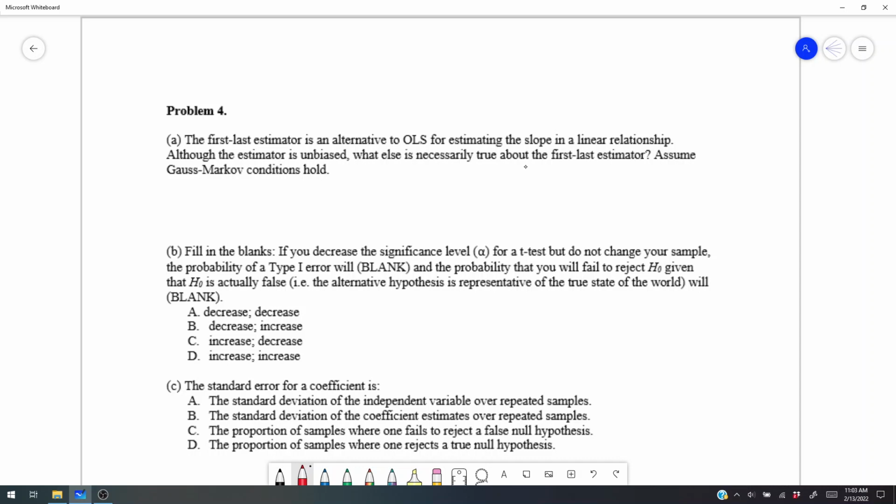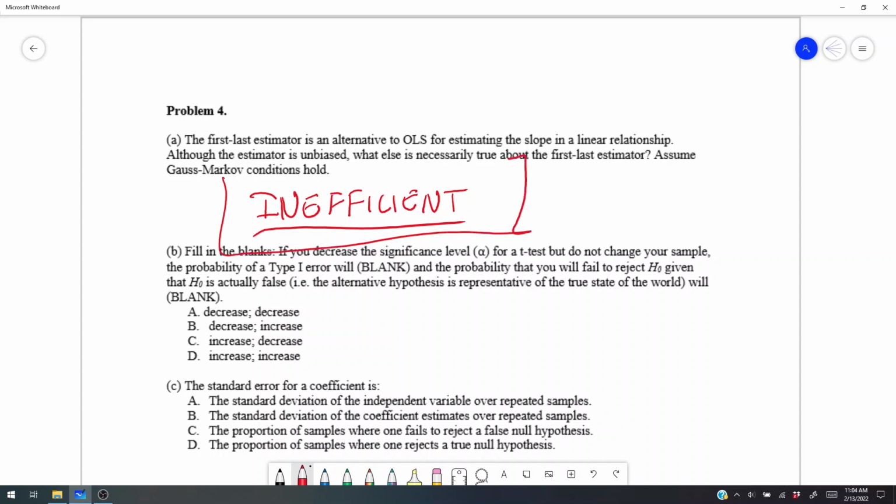What else is necessarily true about the first last estimator? It is inefficient. Why? If all the Gauss-Markov conditions hold, ordinary least squares is the best linear unbiased estimator. It's the most efficient estimator there is, period. So the first last estimator, as cute as it is, will never do as well as OLS does. It's inefficient.